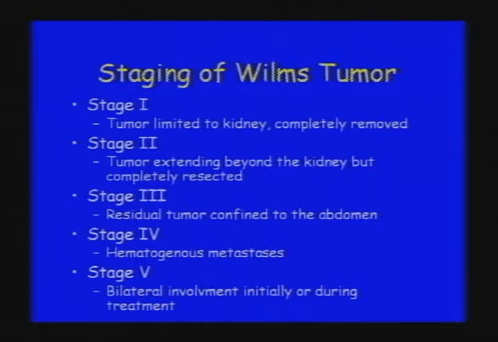Now, the staging, you can't completely stage a Wilms tumor unless you see it bilaterally or unless you see metastatic disease, because it's a surgical staging system. Stage 1 is limited to the kidney and completely removed. Stage 2 is beyond the kidney but completely removed. Stage 3 is residual tumor in the abdomen. 4 is metastases, and 5 is bilateral involvement, which may be not at the same time.